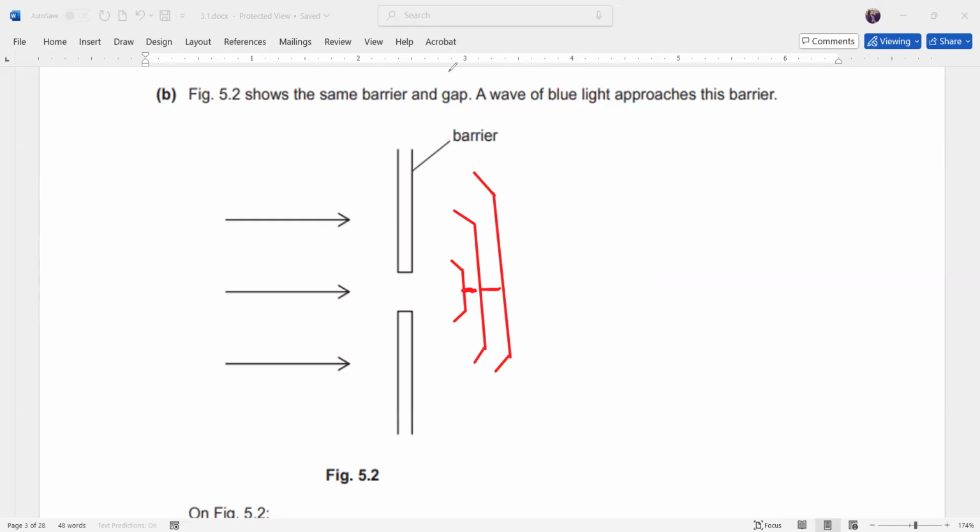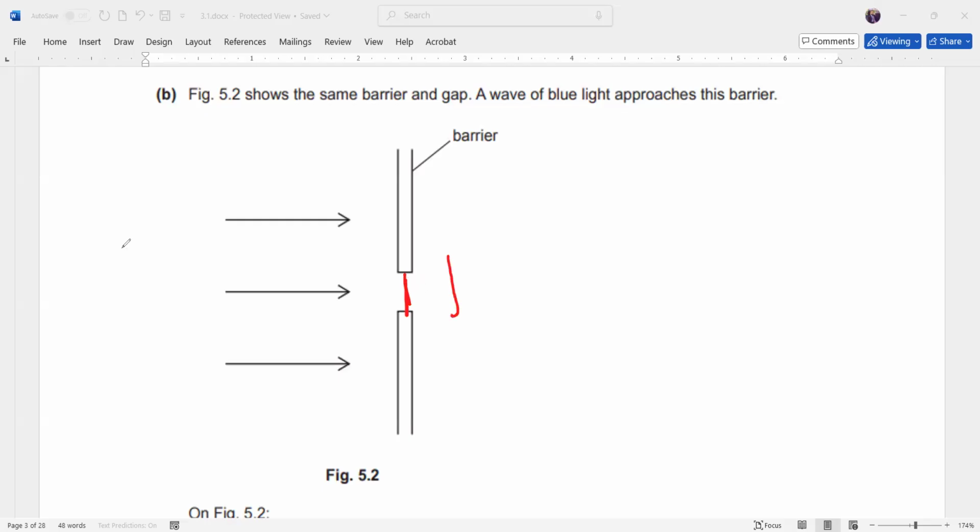If you don't have the incident wavefront, then you can draw any size, because here they did not show us the incident wavefront. So in that case, you can draw any distance between them, but it should be smaller than the gap size because we are showing minimum diffraction. Minimum diffraction happens when the wavelength is smaller than the gap size. So if the gap is, let's say, 2 centimeter, I have to draw less than 2 centimeter.